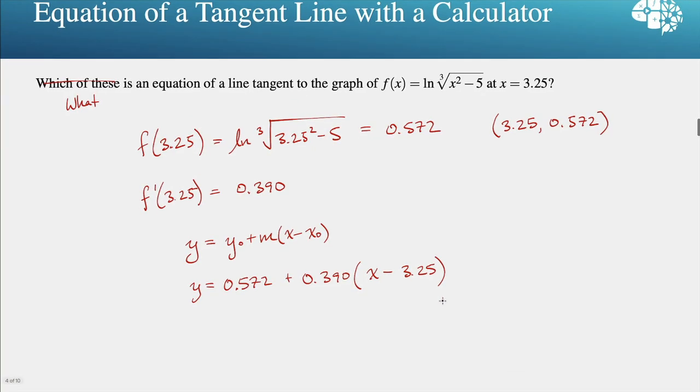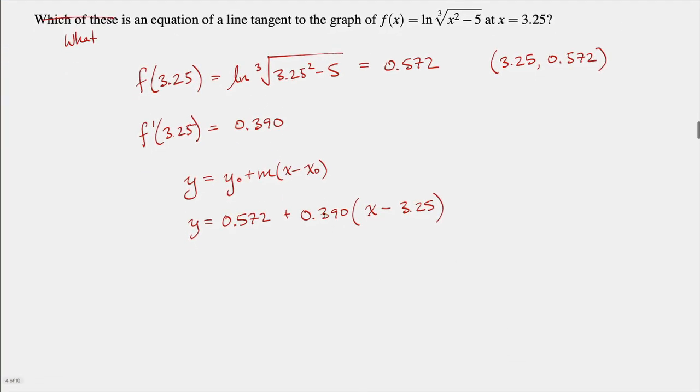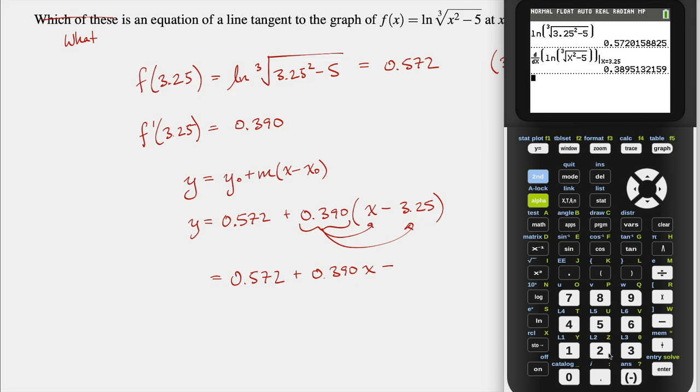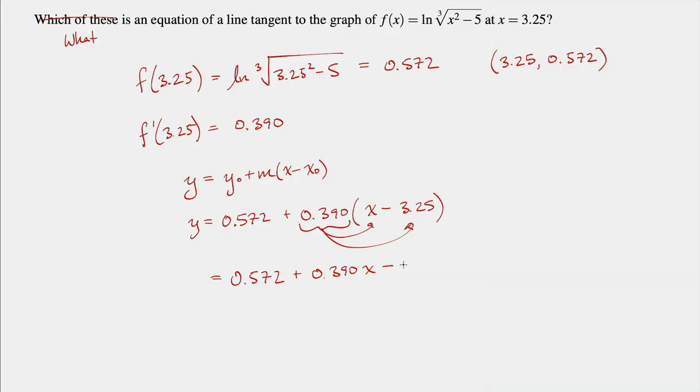If we want it in a different form, like slope-intercept form, we can do that by simply taking this slope and distributing it into the parentheses. Let's go ahead and do that just so that we are comfortable with that process. So plus 0.390x, and then minus this 0.390 times 3.25. I'm going to do that in my calculator. And I'm going to keep that non-rounded form times 3.25. Okay, and then again rounded to three decimal places, 1.266.